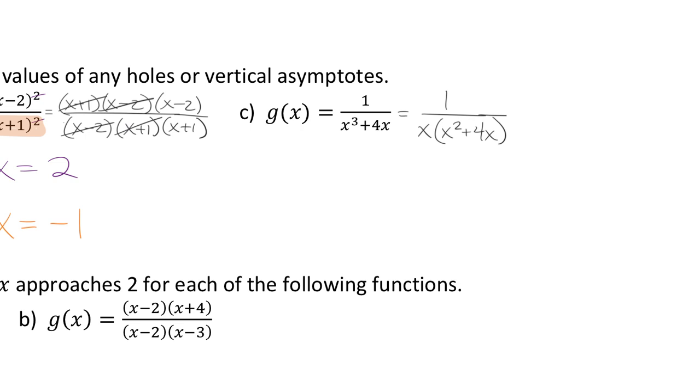Once it's in this factored form, which is as factored as we can get it, are there any things that are going to cancel out top and bottom? No, because there's only a 1 in the numerator. So, okay, we have these two things. Since nothing canceled, we know that there are no holes in this graph. Check.